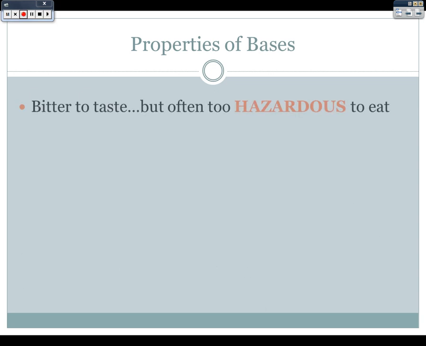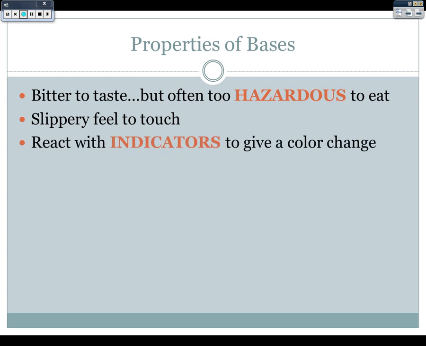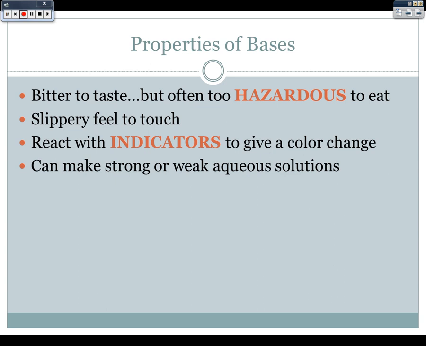Now, bases, on the other hand, are bitter to the taste, but often are too hazardous to eat, so something that you wouldn't necessarily know. They feel slippery to touch, so when I spill base on my hands, I can always tell because my fingers feel super slippery. They also react with indicators to give a color change, and again, the color change is specific to what indicator you have. And also, they can be strong or weak aqueous solutions, so we can have strong or weak bases. Milk of magnesia, for example, is a weak base.